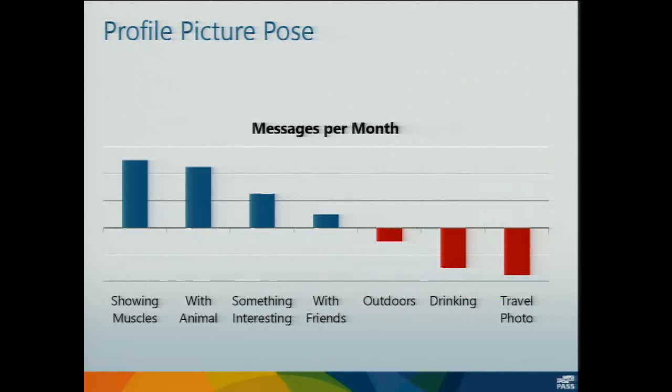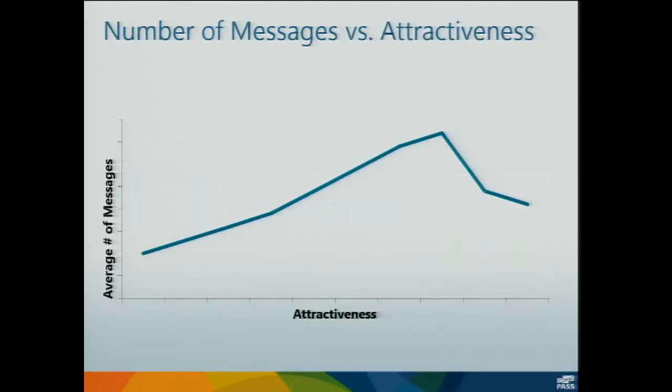Analyzing the number of messages, the type of picture you have, so what you're doing in your picture, affects the number of messages you get every month. This showed that your average attractiveness, so there's actually a fall off. If you're too attractive, you actually get less messages, right? Because people are intimidated. They don't think they stand a chance with you. And I was really worried I was falling at that upper end. So I had to do something specific to move my attractiveness down a little bit.